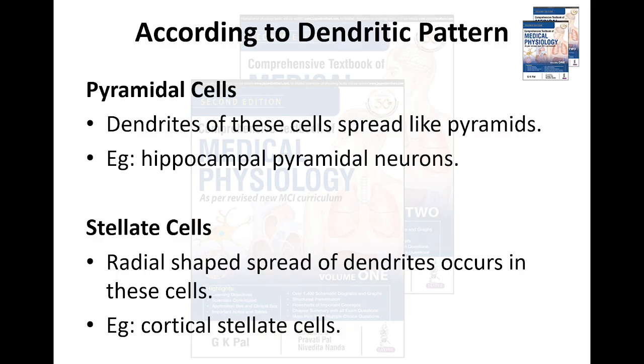So, this was regarding axoplasmic transport, neurotrophins, and the classification of neurons depending upon the number of axons, the number of dendrites, and the function.